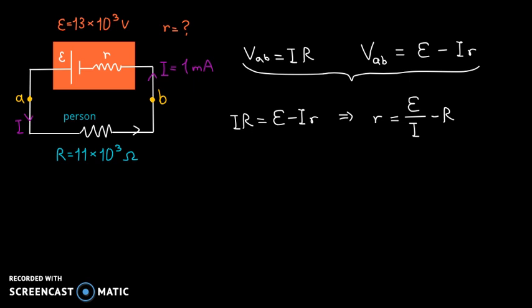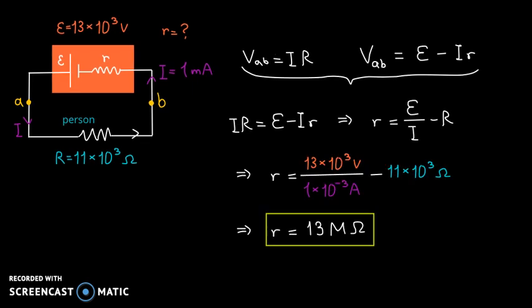As before, we set the potential difference across the terminals of the battery equal to the potential difference across the hands of the person. We eliminate VAB that way, and then we are looking for the internal resistance, so we isolate lowercase r from our equation. And here's the numerical result. The internal resistance of the power supply should be equal to 13 mega ohms. So mega is 10 to the 6th power.